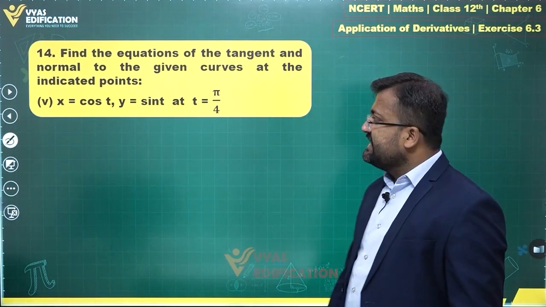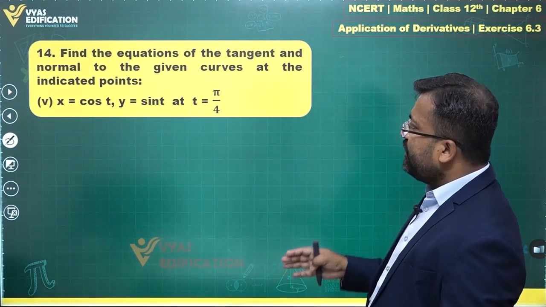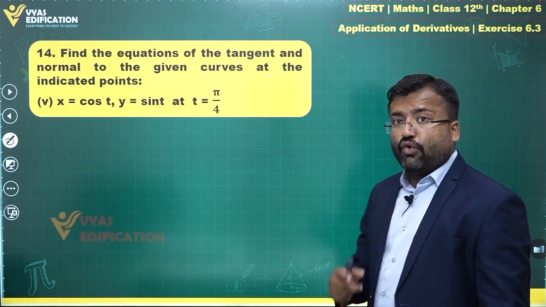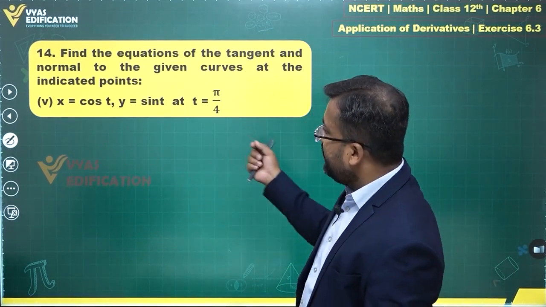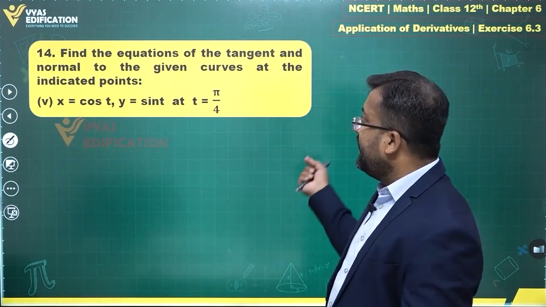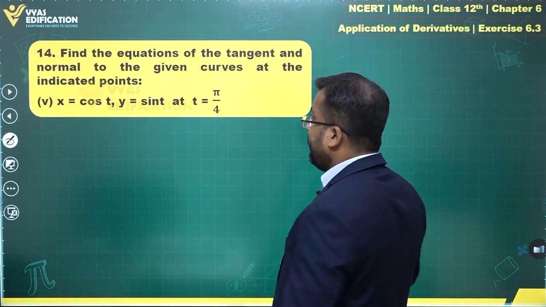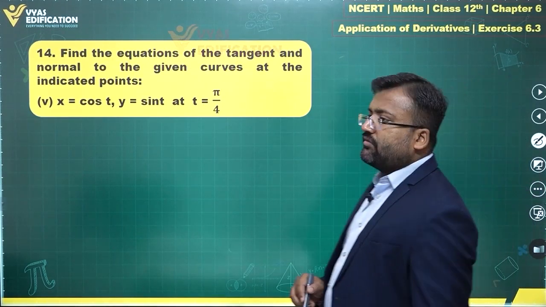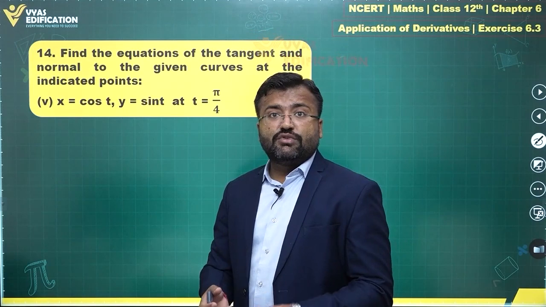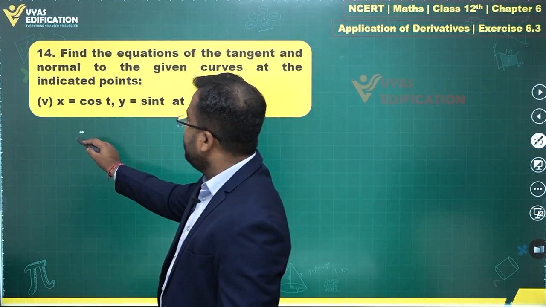The fifth part says x equals cos t, y equals sin t at t equals pi by 4. The equation of the curve is given in terms of parameters, x and y in terms of t, and at t equal to pi by 4 we are supposed to find the equation of tangent and normal. And how do we do that? So the first thing that we are supposed to do is find the slope dy by dx.